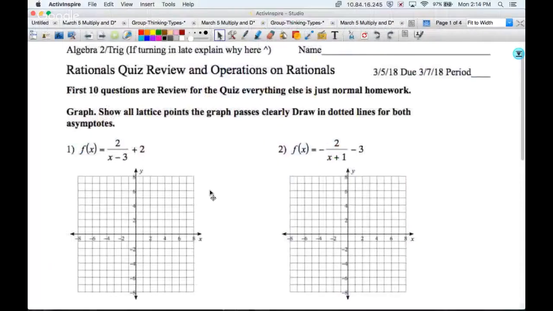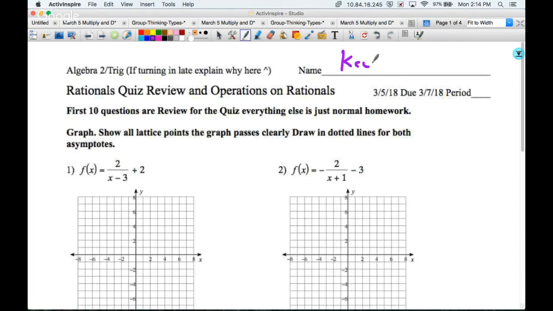This is going to be our help video for the homework titled Rationals Quiz Review and Operations on Rationals. The first 10 questions of the review are for the quiz. Everything else is just normal homework. So we'll get started with some of that review for the quiz. This will be our key.